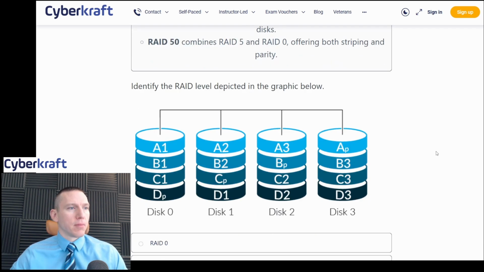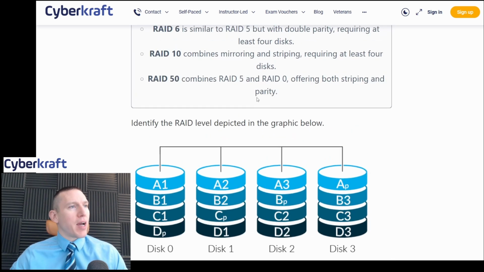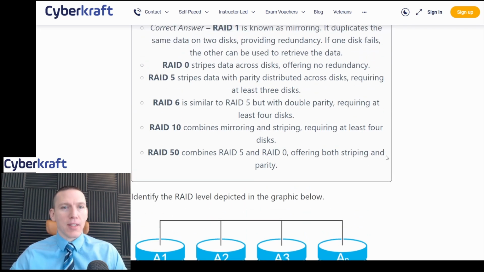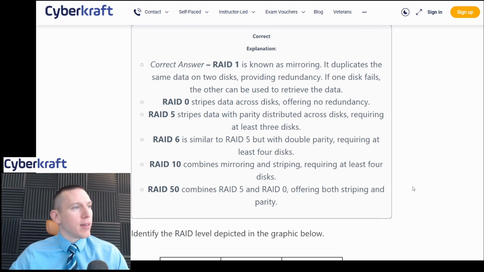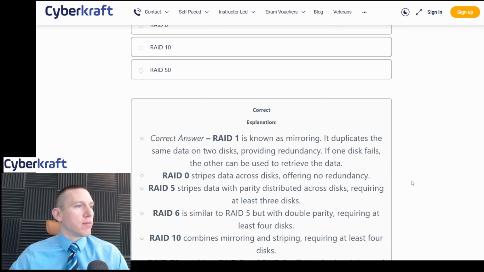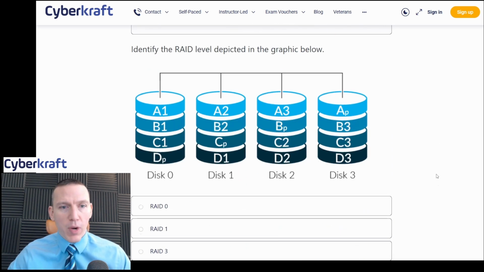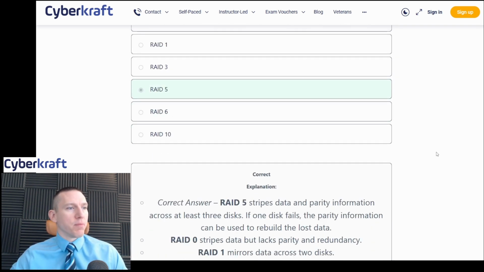RAID 50 combines RAID 5 and RAID 0. I've never seen a RAID 50 ever used, but I guess it does exist. I wasn't aware of that. RAID 6 is similar to RAID 5. These aren't nearly as common. RAID 5, 10, 0, and 1 are pretty common RAID uses. This one's RAID 5 for sure.